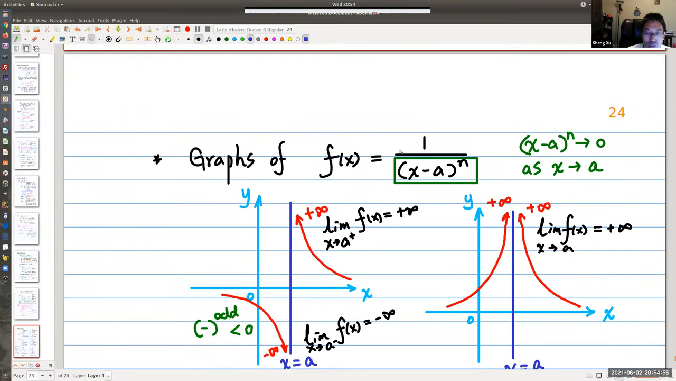So this kind of thing happens for rational functions. Let's take a look at some special rational functions, say 1 over (x minus a) to the power n. This is a rational function, right? The numerator is just the constant polynomial 1, and the denominator is (x minus a) to the power n.